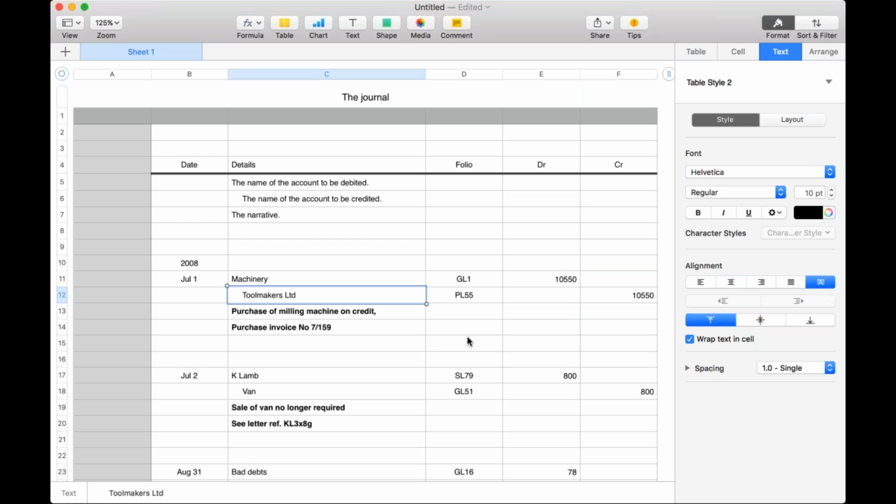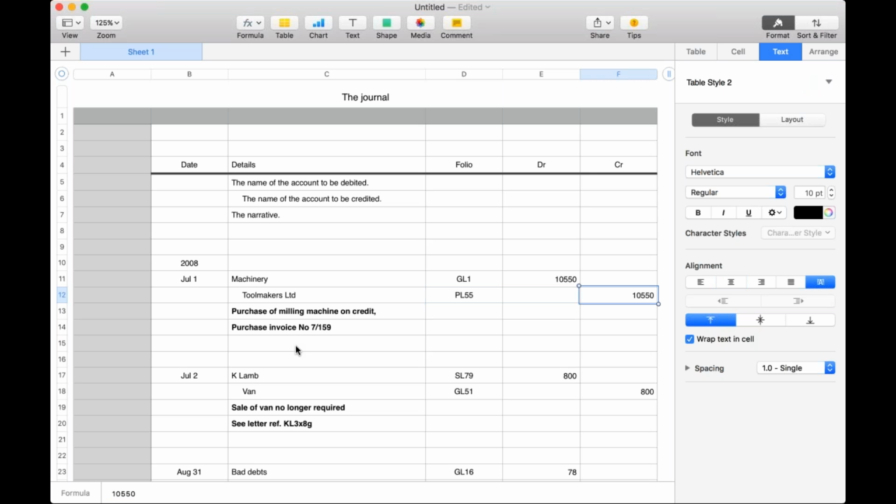And we've bought this machine on credit from Toolmakers Limited. So Toolmakers is a liability. We're increasing a liability, which is a credit. So the credit entry, as you'll see, is indented slightly, and we've got the folio reference there, PL55, and we've got the credit amount of £10,550. So that's the narrative of the double entry.